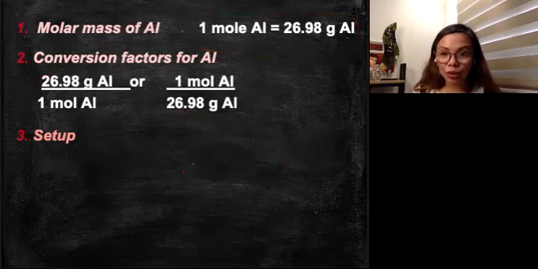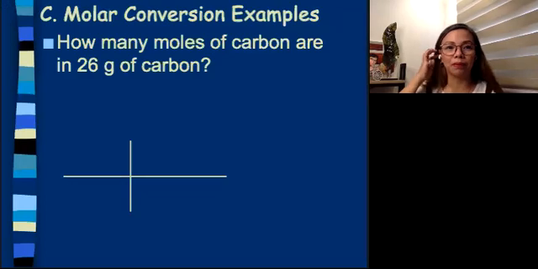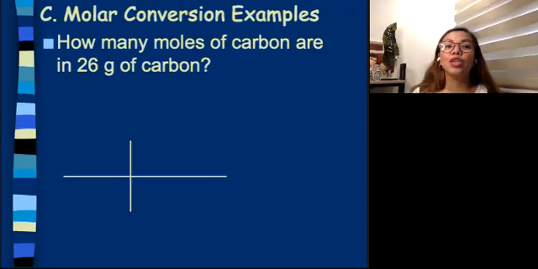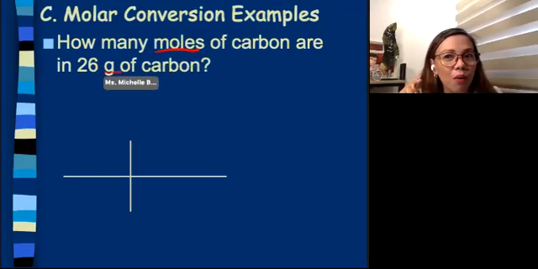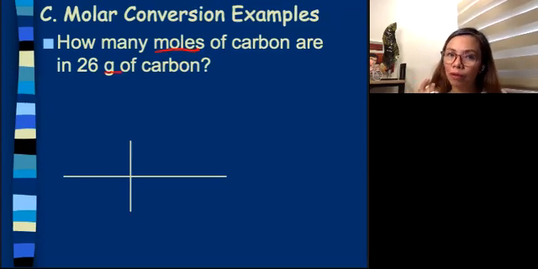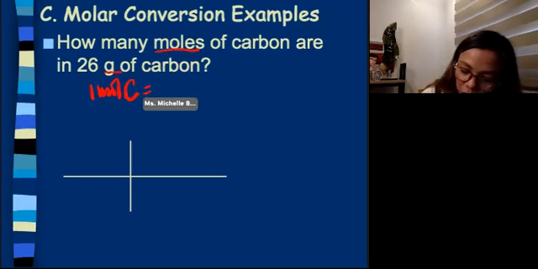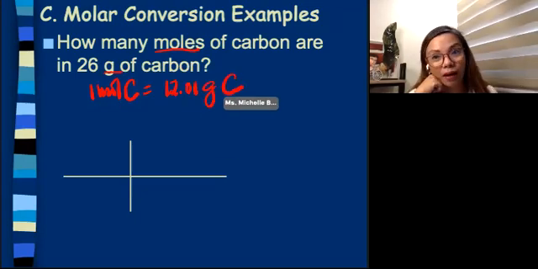Now let's proceed to another example. Here, how many moles of carbon in 26 grams of carbon? Okay, so take note, what do we need? Analyze grams to mole, mole to grams. Therefore, it's molar mass that you will be using. So it is carbon. We will be using the conversion 1 mole of carbon is equal to 12.01 grams of carbon. Okay?